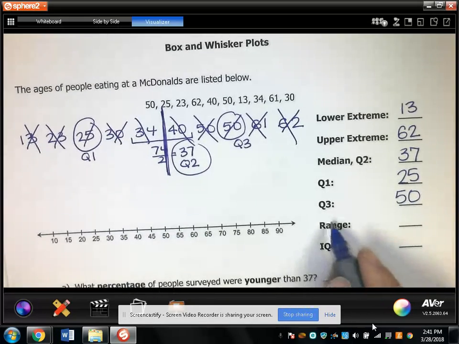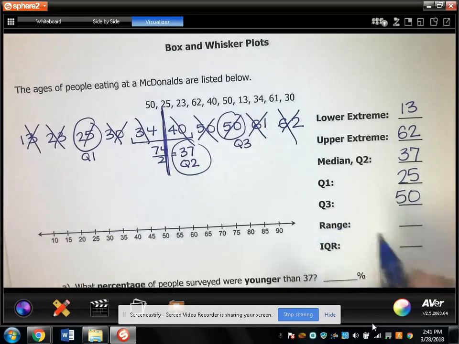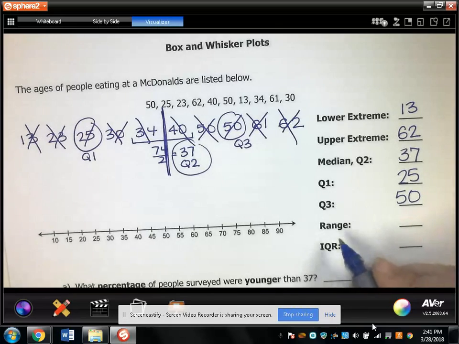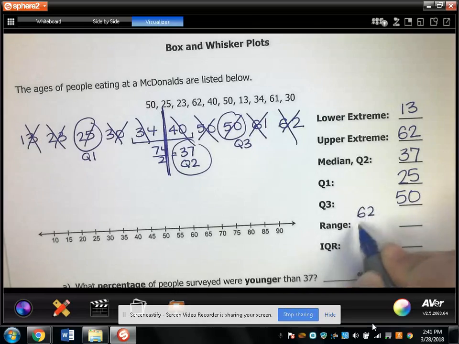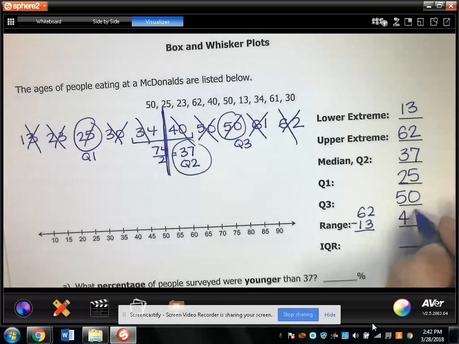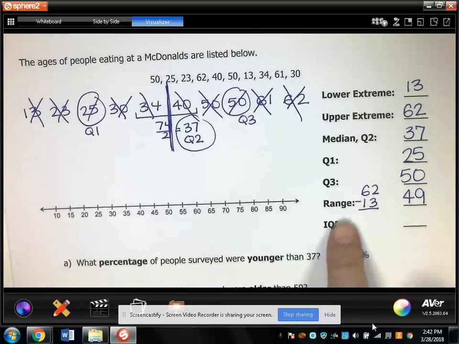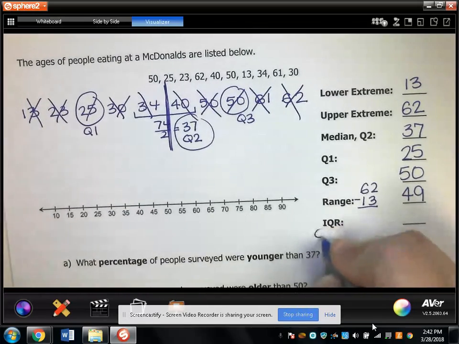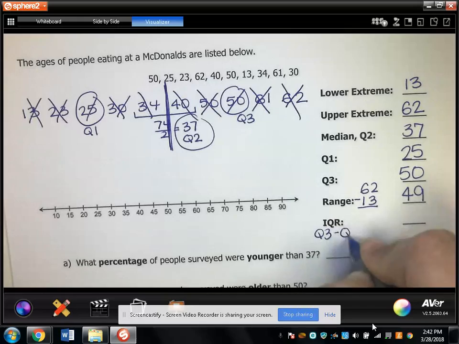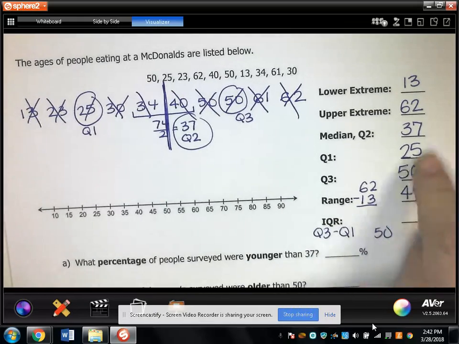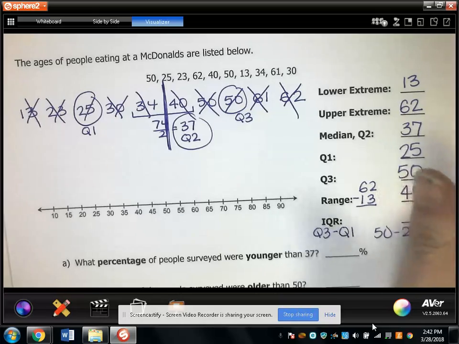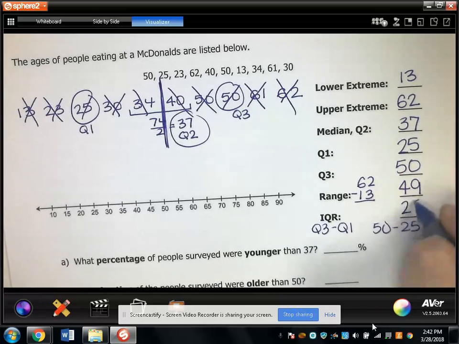Now to find the range, we're going to take the highest value and subtract the lowest value. So the highest value here is 62, and the lowest value is 13. So if I subtract those, I get 49. To find the interquartile range, I take Q3 and I subtract Q1. So here my Q3 is 50, and my Q1 is 25. So my IQR is 25.